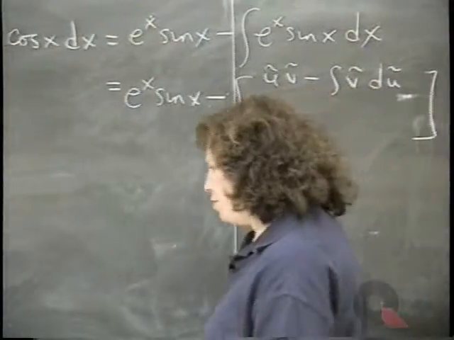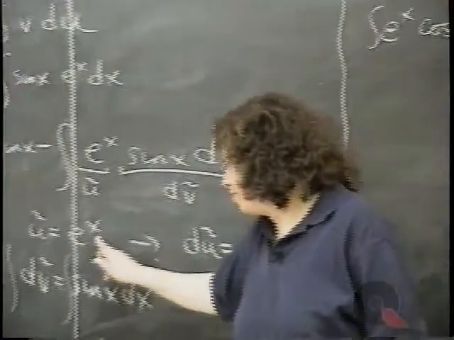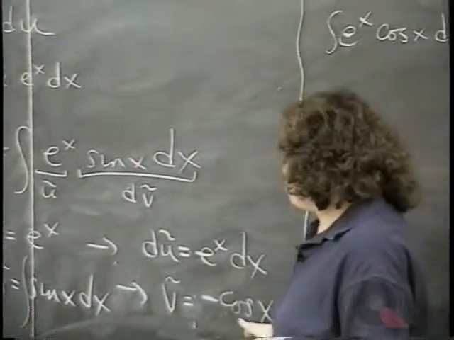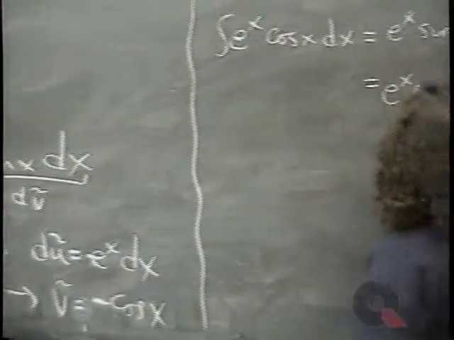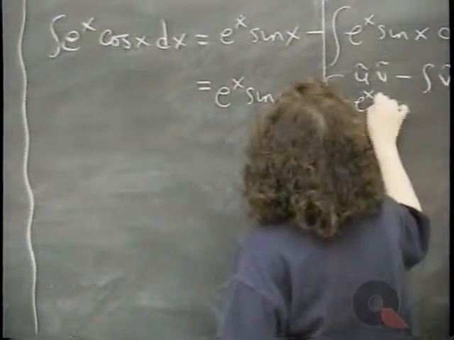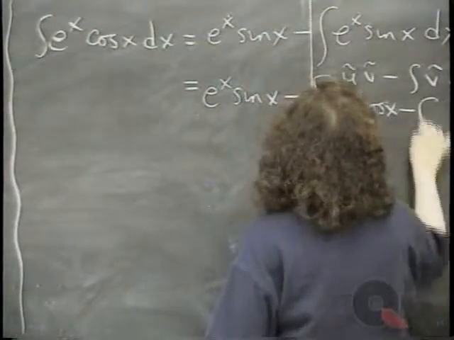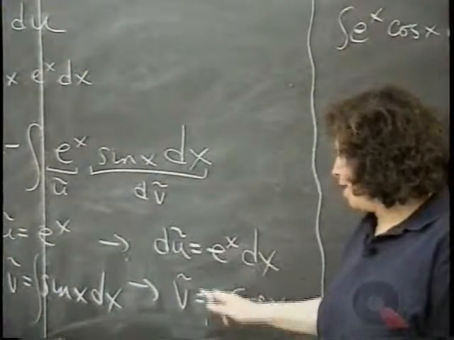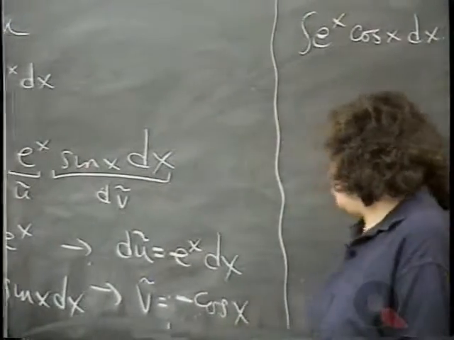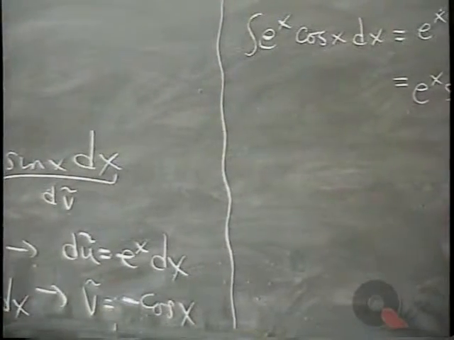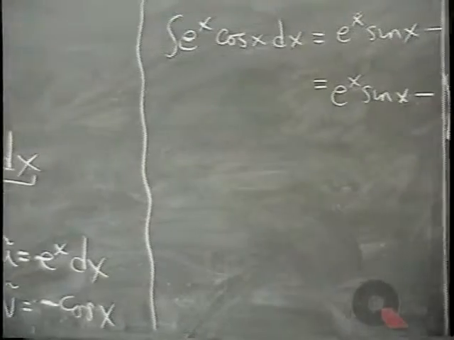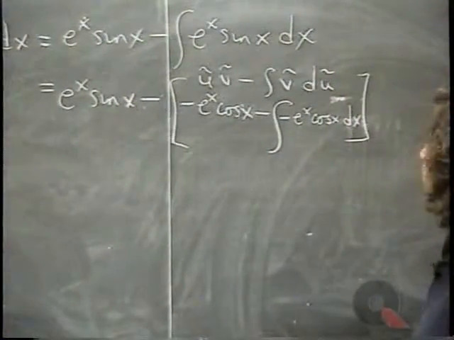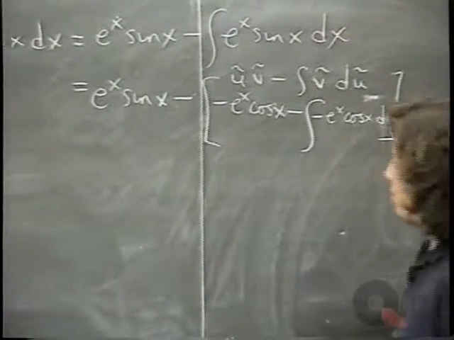Now, the new u and the new v give us e to the x times minus cos x, or minus e to the x cos x, minus the integral of the new v du. Minus the integral of the new v du, which is minus e to the x cos x dx. Okay, let's see what this is.